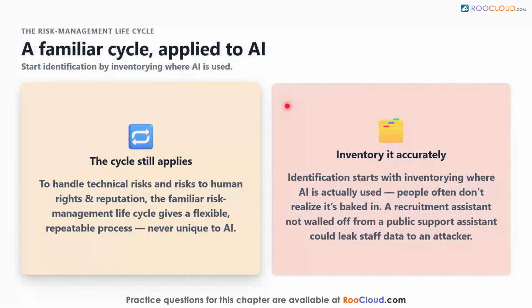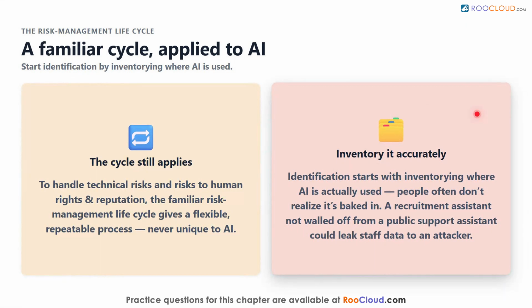To handle both the technical risks and the risks to human rights and reputation, the familiar risk management lifecycle still applies, giving you a flexible, repeatable process that was never unique to AI. The first stage of that cycle is identification, and for AI, it begins with accurately inventorying where AI is actually used, because people often have no idea AI is baked into the tools around them.